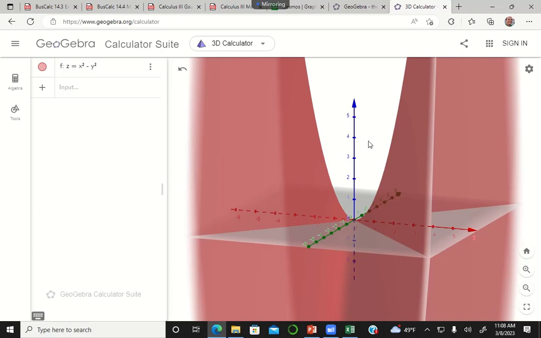This could still happen with functions of 3 variables or 4 variables. We wouldn't use a surface to represent those functions, but again, if you have a situation where it's neither a maximum nor a minimum, but you still have a critical point, it could be one of these what we call saddle points.